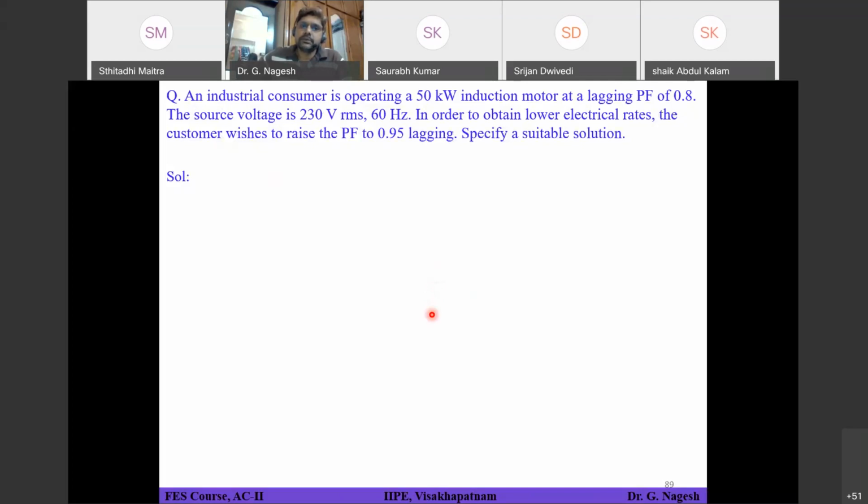For the existing load, will the Q value be positive or negative? In terms of complex power, will it be P plus jQ or P minus jQ? It should be P plus jQ, because inductive reactance is nothing but j omega L. So Q will be positive for an inductive nature load.